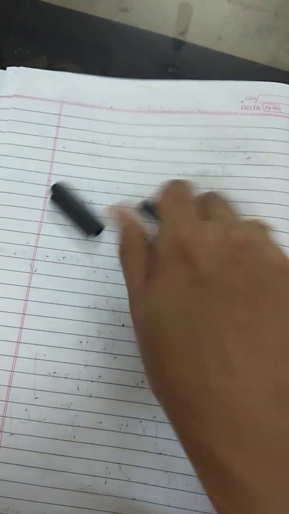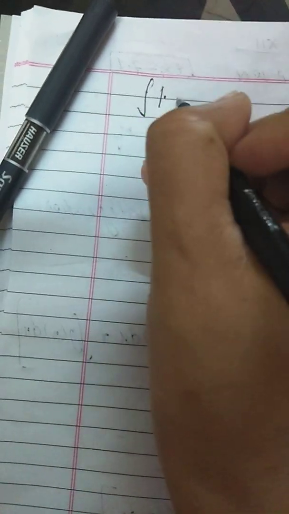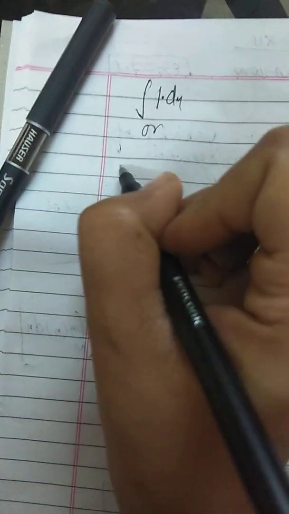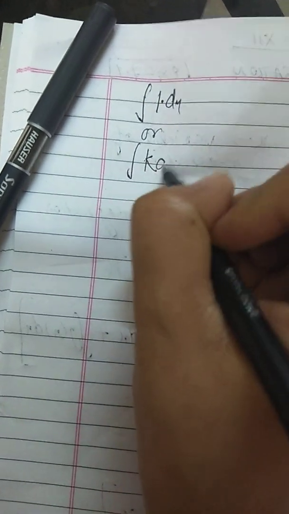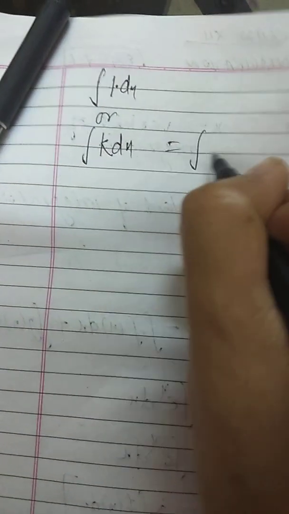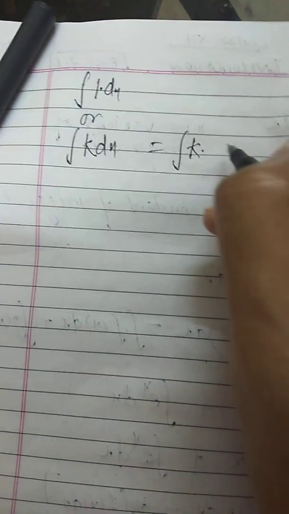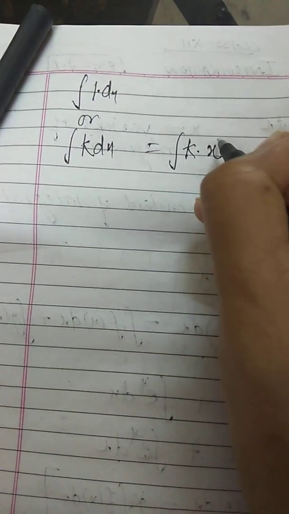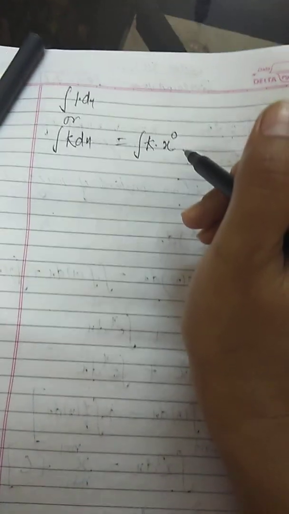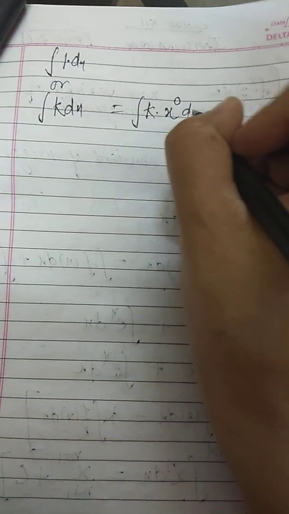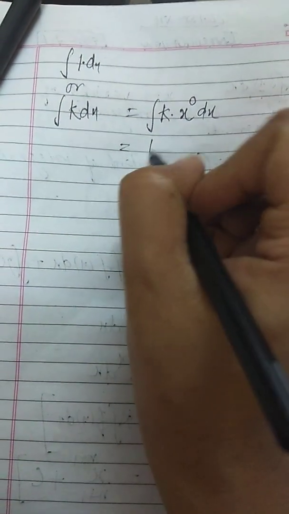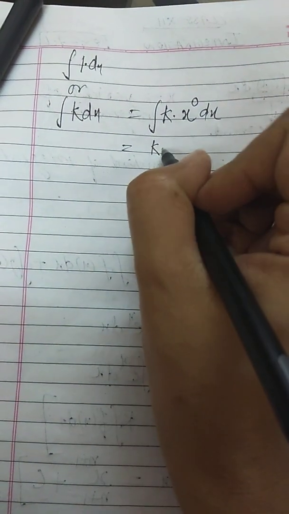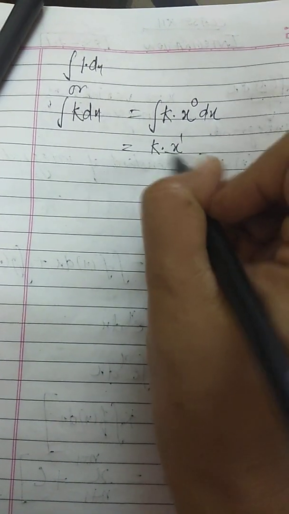When nothing is there, we can always write down 1. So if I have the integral of 1 dx, or the integral of some constant k dx, it is always written as 1, and 1 can be written as x raised to power 0. So x raised to power 0 dx, this constant comes outside, and when I integrate, it will become x raised to power 1 by 1.